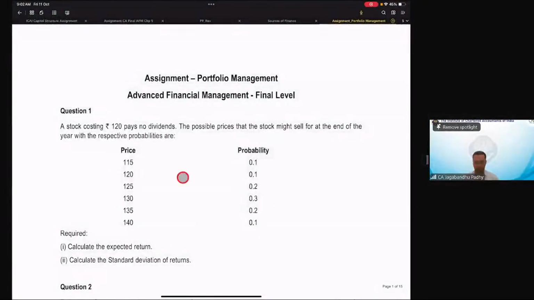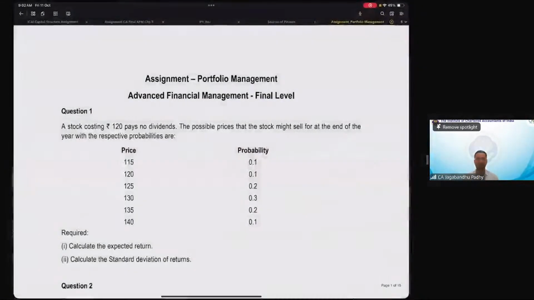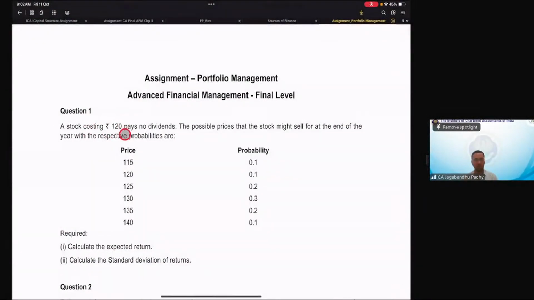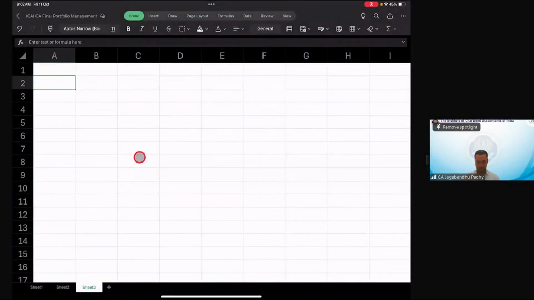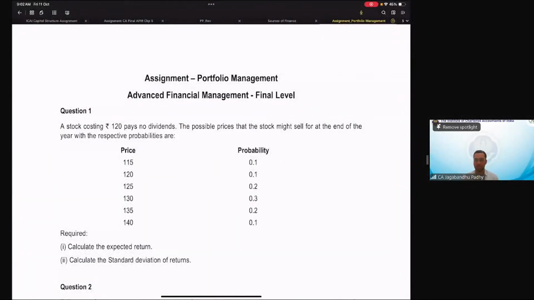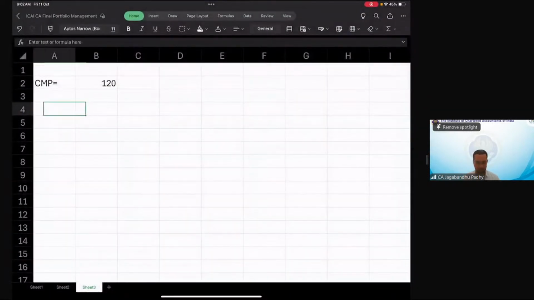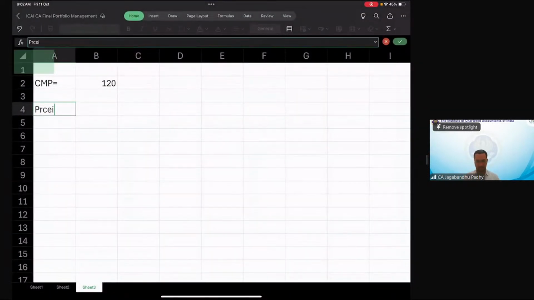Okay. So, for example, let's look at this typical question 1, and then we'll take up some more examples to understand it. The current market price of the stock is 120. So, current market price is 120, and it pays no dividend. So, there's no payment of dividend. Possible prices at which the stock might sell at the end of the year with respective probabilities are. So prices are like 115, 120, 125, and the respective probabilities are given. So we have the price and probability.